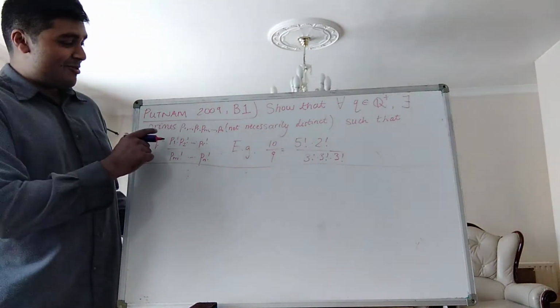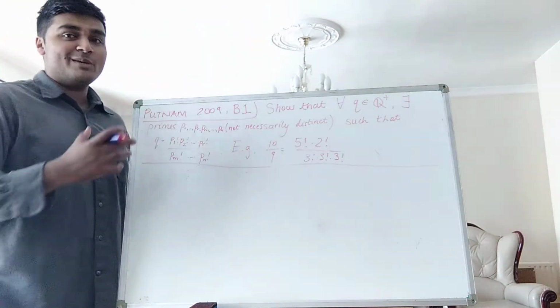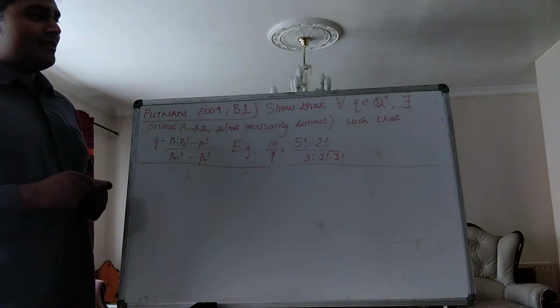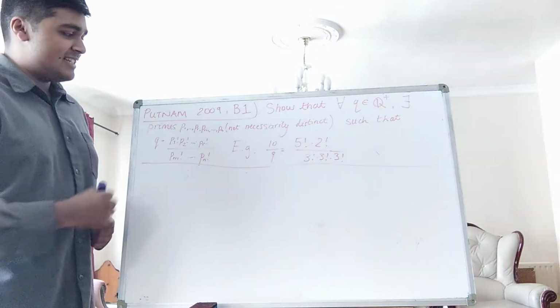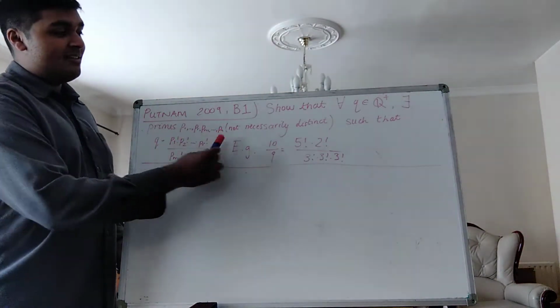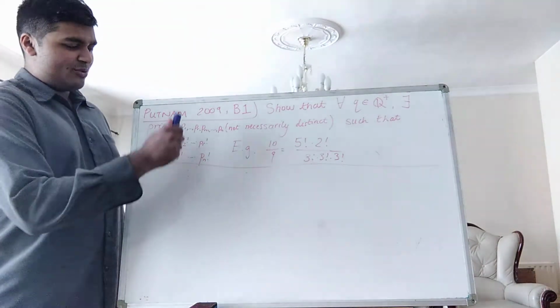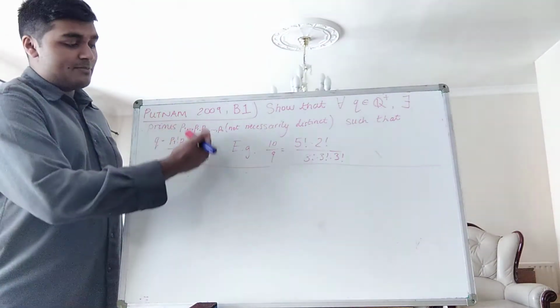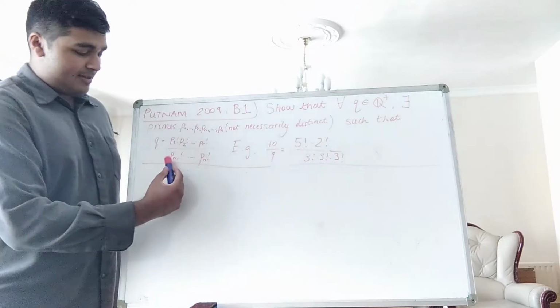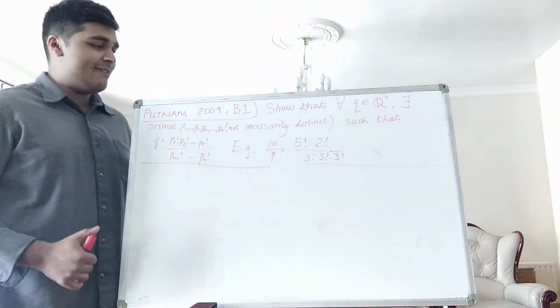I'm going to be looking at this problem here, the Putnam 2009 B1 question. It says that for any positive rational number q, there exist primes p1 up to pn, which aren't necessarily distinct, such that q equals p1 factorial times p2 factorial all the way up to pr factorial, divided by pr plus 1 factorial all the way up to pn factorial.